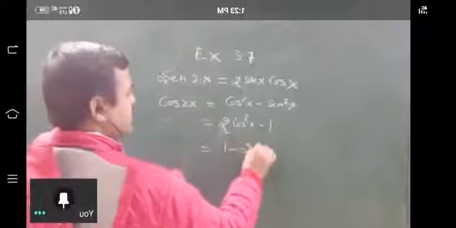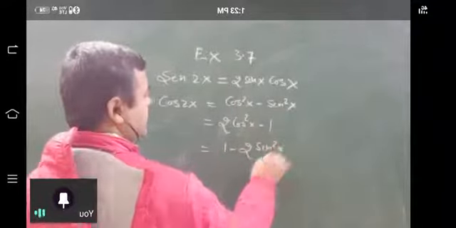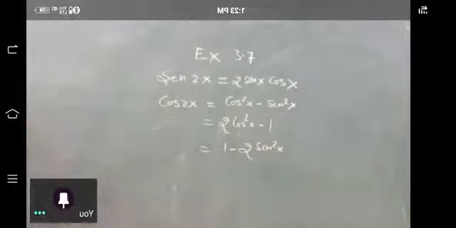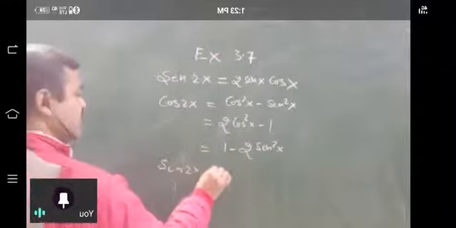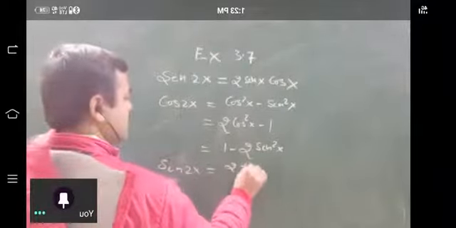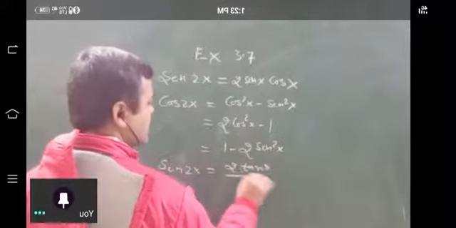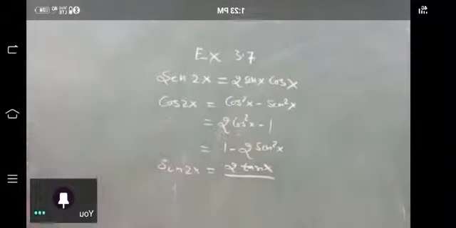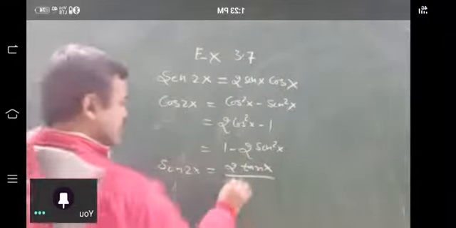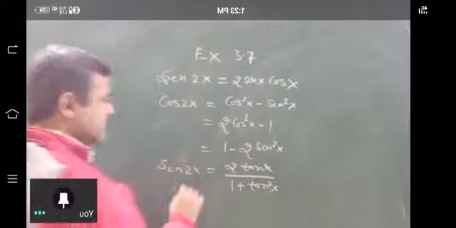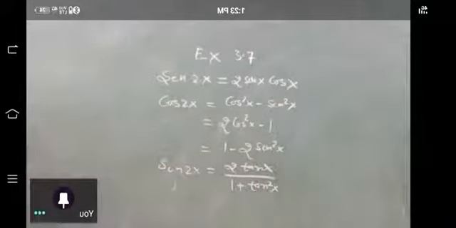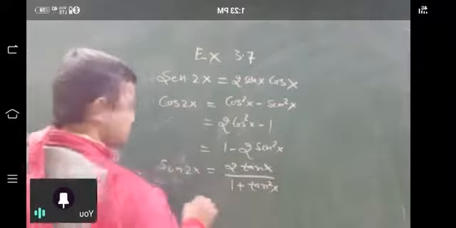minus 2 sin square x. And sin 2x is also 2 tan x upon 1 plus tan square x. Sin 2x equals 2 tan x upon 1 plus tan square x.